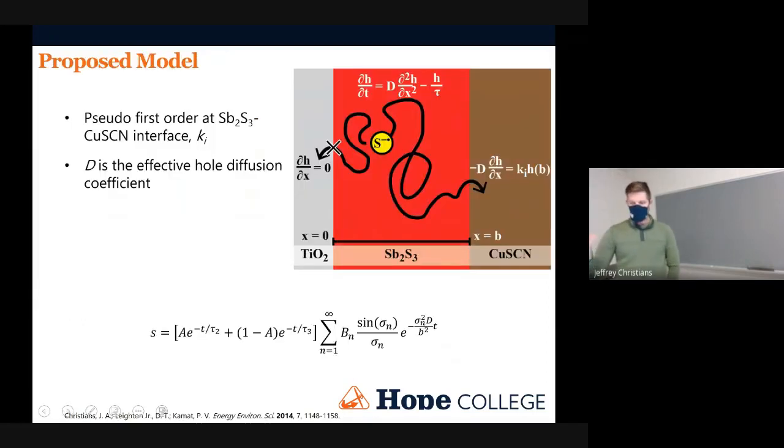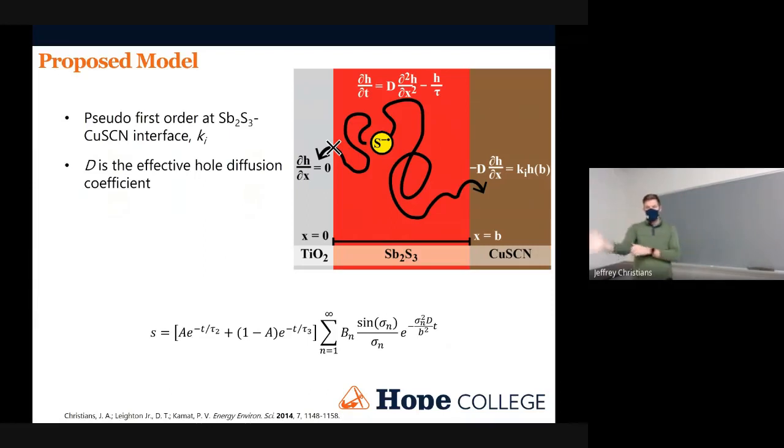So we built a model like this, and we essentially had a diffusion of charges inside of the red material, inside of our solar cell absorber. On one boundary, we put a layer that charges could not go into. So that was an insulating boundary condition. We said the concentration with respect to X is going to be 0 at that boundary.